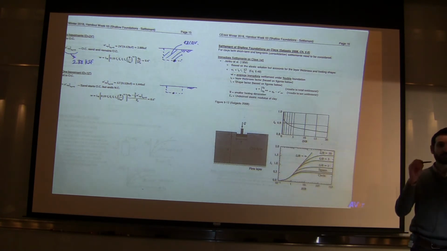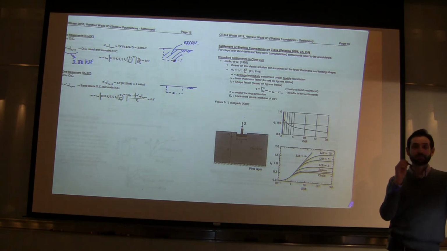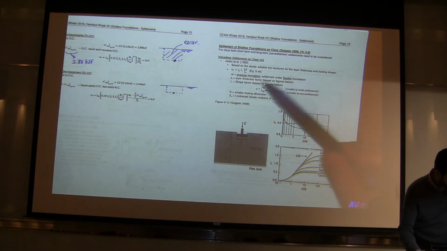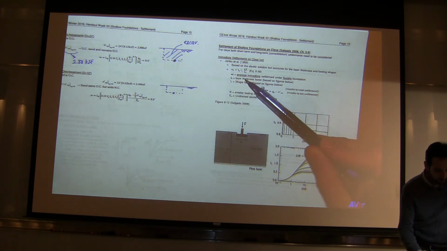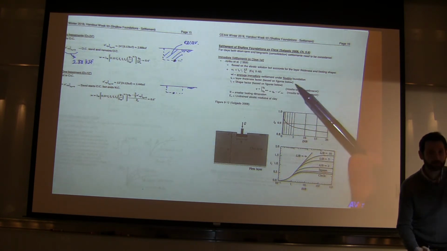W_I, there's an index I there to emphasize that this is the immediate settlement, and to remind you that you're not done by using this equation. You also have to calculate the consolidation settlement and add it to the immediate settlement to get the total settlement of clays. And I underline this here: it's an average immediate settlement under flexible foundation.